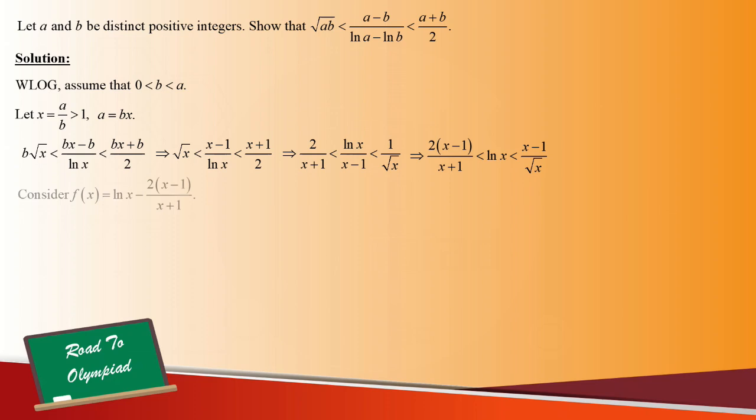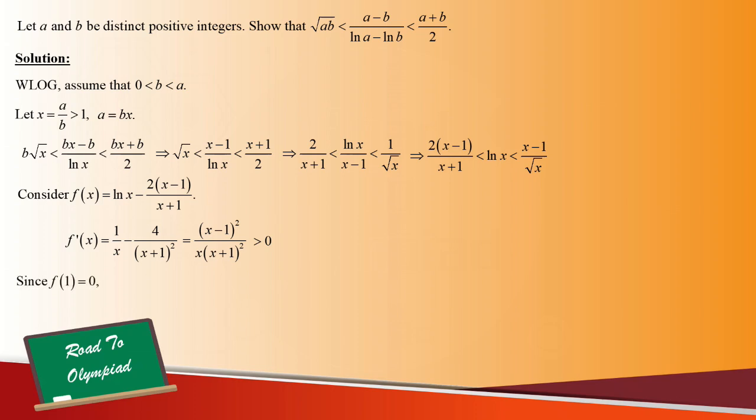Now, consider f(x) equals ln x minus 2(x minus 1) over (x plus 1). Then the derivative f prime of x is equal to 1 over x minus [2(x plus 1) minus 2(x minus 1)] over (x plus 1) squared, where the second term can be simplified into 4 over (x plus 1) squared, and the entire derivative into (x minus 1) squared over x(x plus 1) squared. Since x is positive, it is clear that the result here must be positive as well, which implies that f is an increasing function.